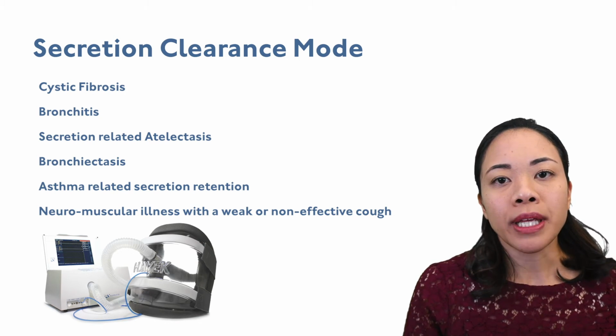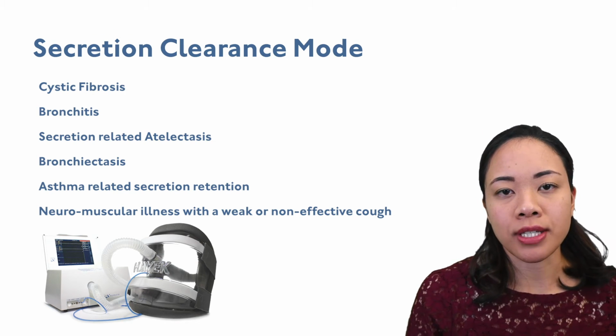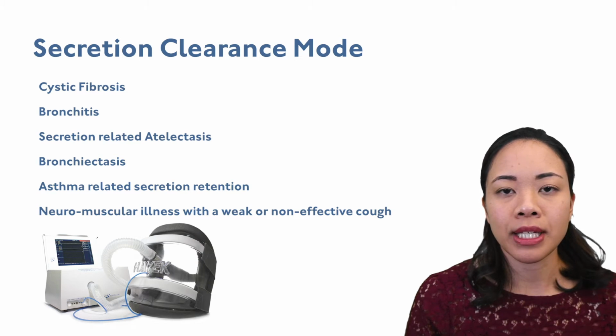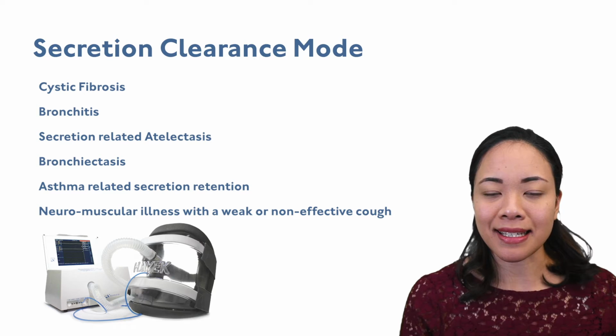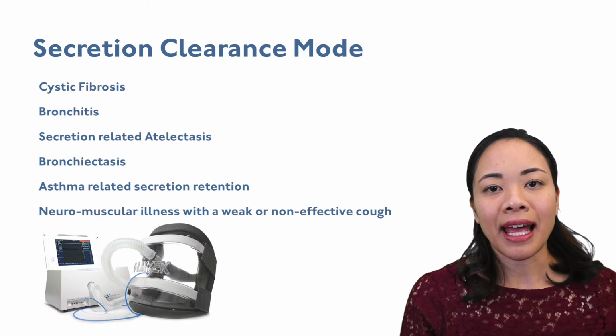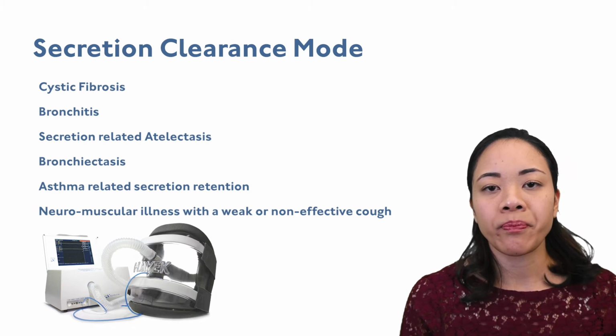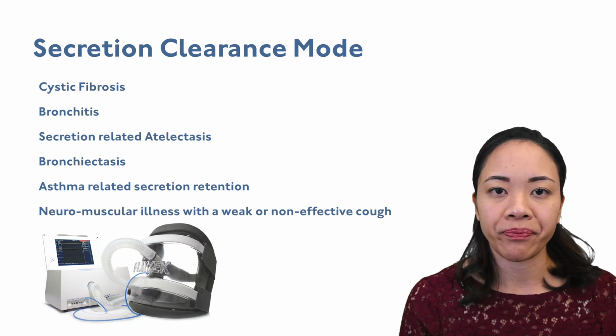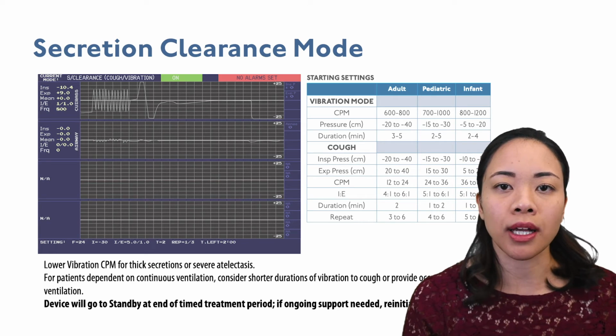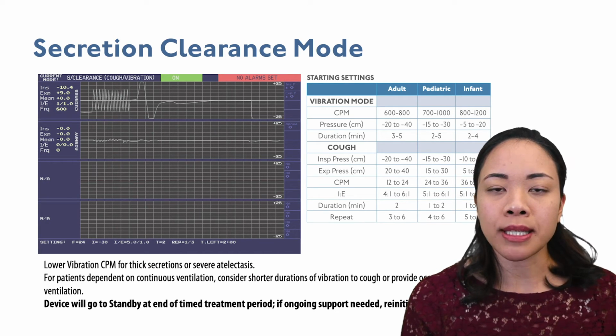Indications. Retained secretions from all etiologies, including but not limited to cystic fibrosis, bronchitis, secretion-related atelectasis, bronchiectasis, asthma-related secretion retention, and neuromuscular illness with a weak or non-effective cough. For high-frequency chest wall oscillation, a pressure and a frequency may be set.